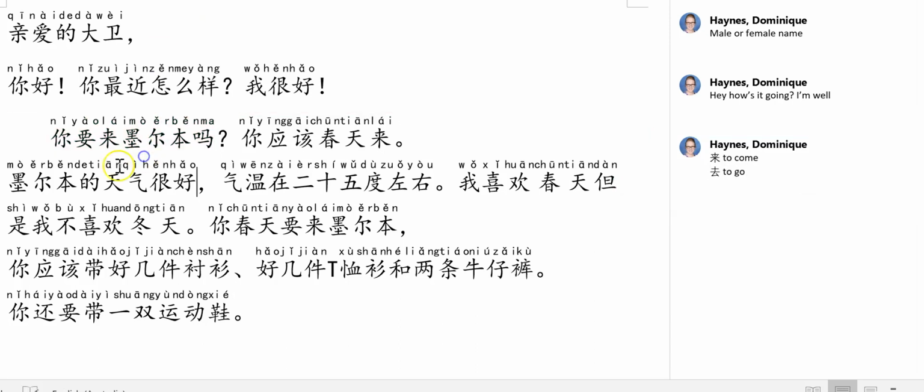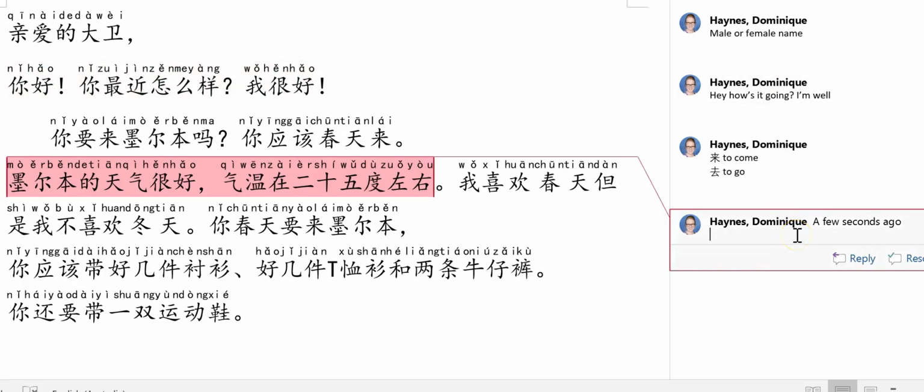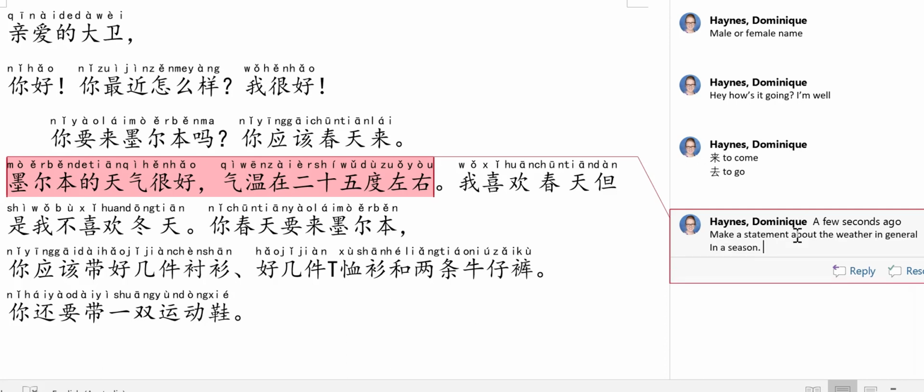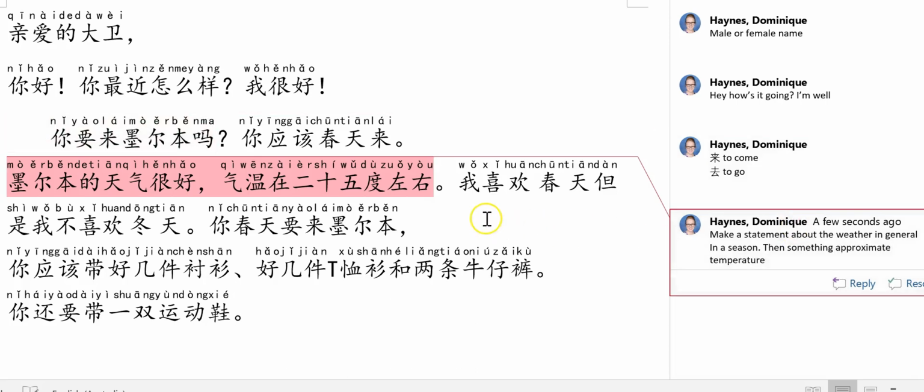Okay. Now, 墨尔本的天气很好，气温在25度左右. Now, this is about weather. You might not have done weather yet, but you can usually make a statement about the weather in general in a season. Now, you can then say something about the approximate temperature, or you could give a range of temperatures that happen during that season.